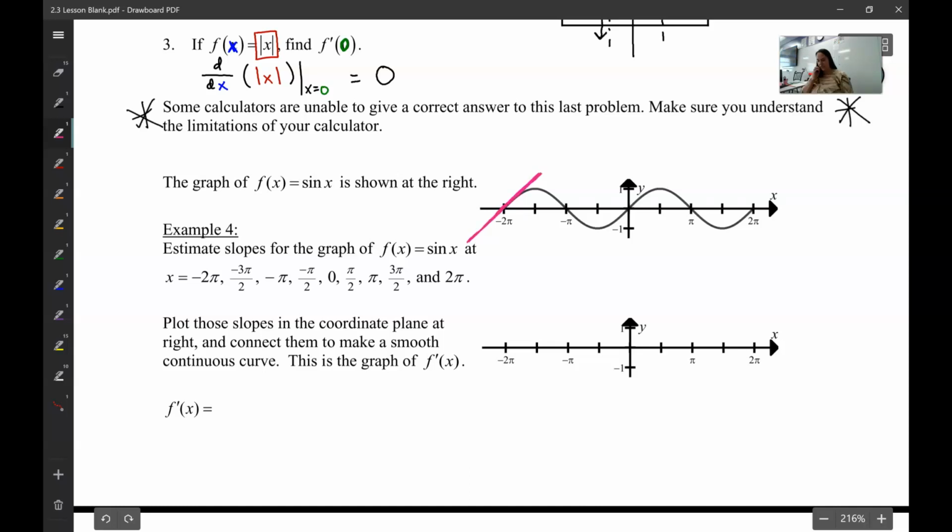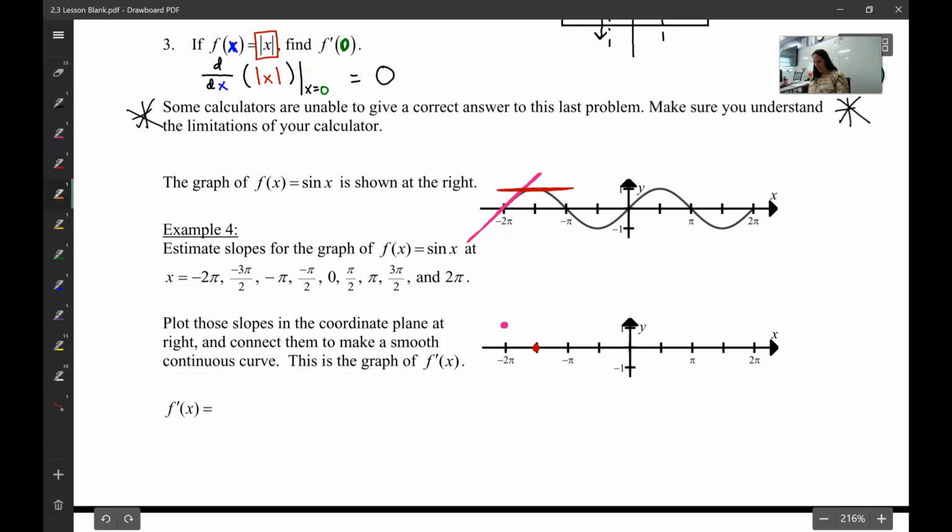right there. Well, that slope, remember, rise over run, looks like a rise of 1, run of 1. So at negative 2 pi, our slope looked to be 1. Now let's try negative 3 pi halves. So right there, the slope is on top of that hill. So that's a slope of 0.